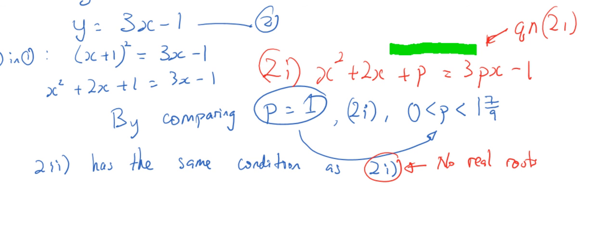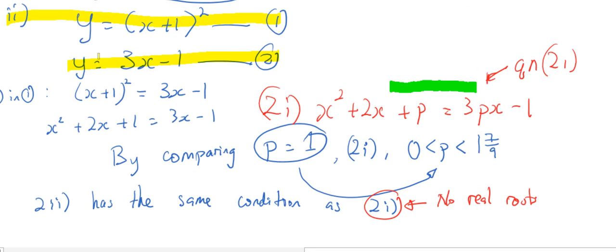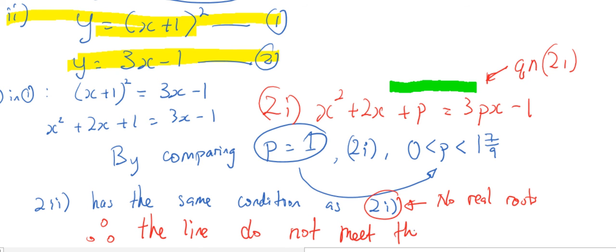Now 2 part 2 has 2 equations. Look at 2 part 2. 2 part 2 has this equation and this equation, right? If I say no real roots for these 2 equations, what can you say about this curve and this straight line? Meet or don't meet? Don't meet because no real roots. So what is the conclusion you can write? Therefore, the line does not meet the curve. Can understand?